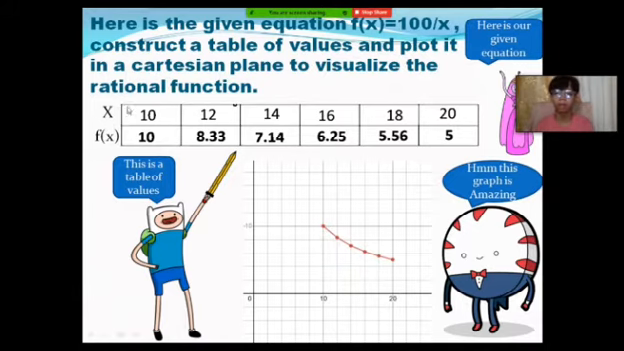So we already have the outcomes. Next, plot the points from the table of values on a Cartesian plane to determine if the points of the function f of x equals 100 over x follow a smooth curve or a straight line. So, we already have an answer, obviously: the equation f of x equals 100 over x follows a smooth curve.